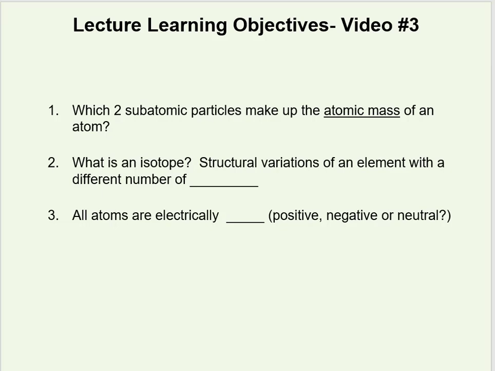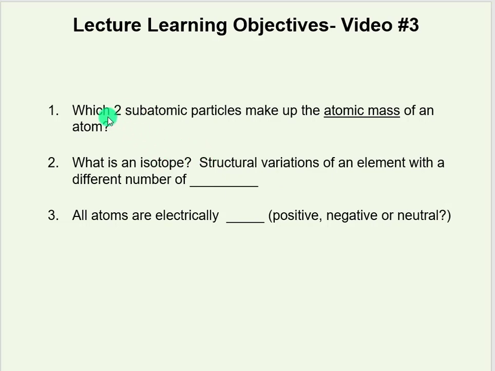This is video number 3 in the chemistry series, and our learning objectives are these for this video. Number 1, which two subatomic particles make up the atomic mass of an atom? And actually, I think you already know this answer based on the previous information you have covered. Number 2, what is an isotope? And number 3, all atoms are electrically what? Positive, negative, or neutral?